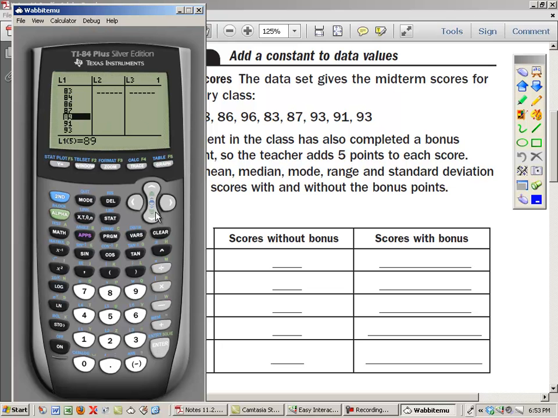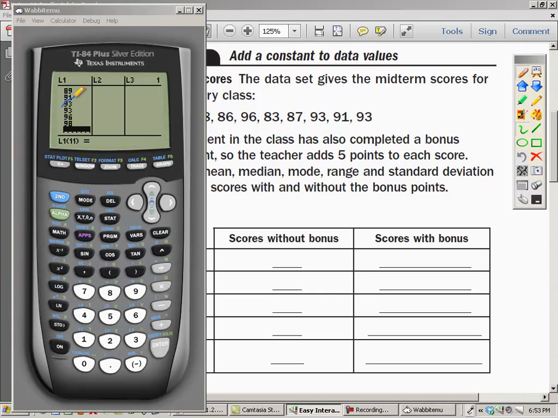So as I scroll down through the list, it appears that the data value that's the most frequent is 93. All right, so you can see right here, 93 appears twice. So that's going to be our mode. All right, now 93 then is going to go on the third line here. So this is 93, that's our mode.